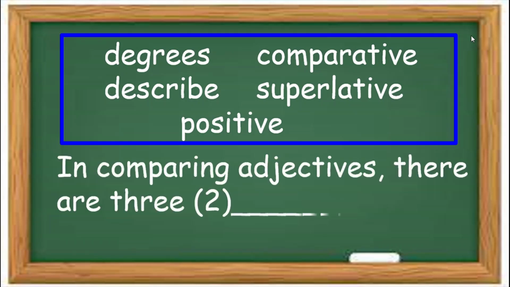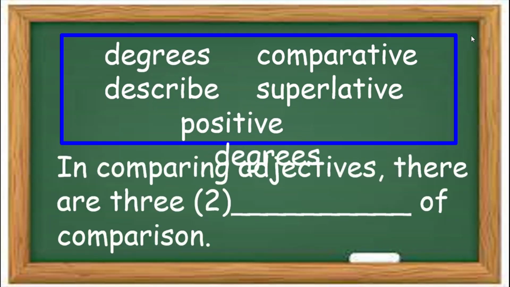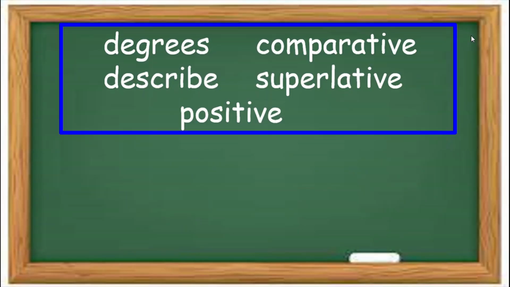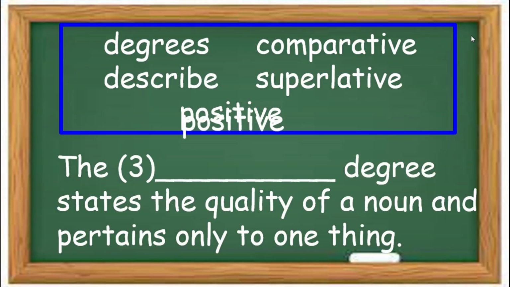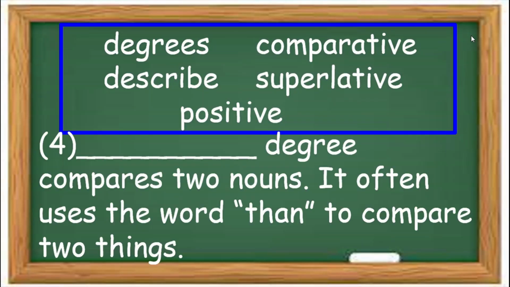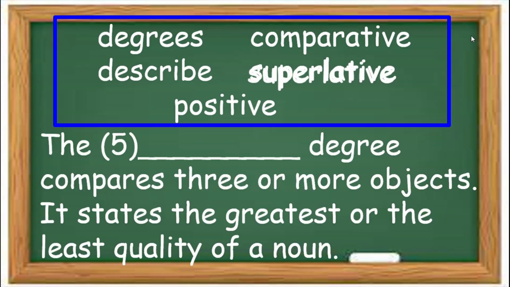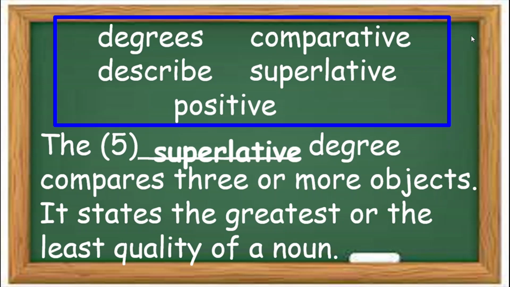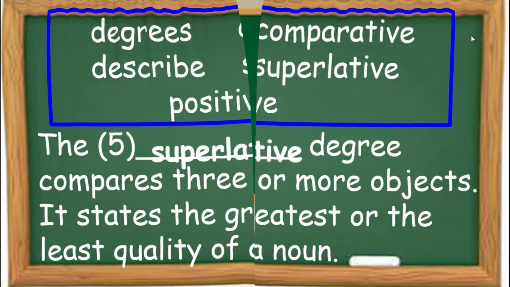In comparing adjectives, there are 3 degrees of comparison. The positive degree states the quality of a noun and pertains only to one thing. Comparative degree compares two nouns. It often uses the word than to compare two things. The superlative degree compares 3 or more nouns. It states the greatest or the least quality of a noun.